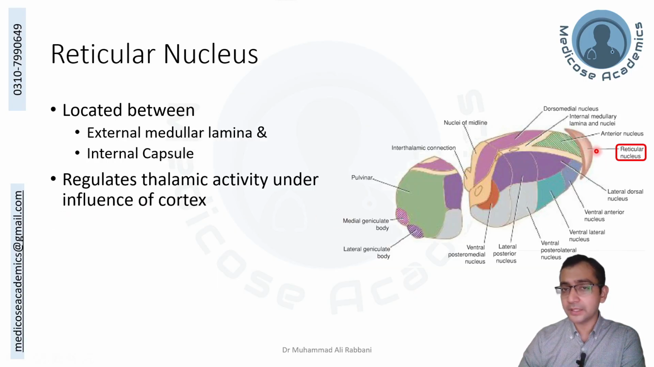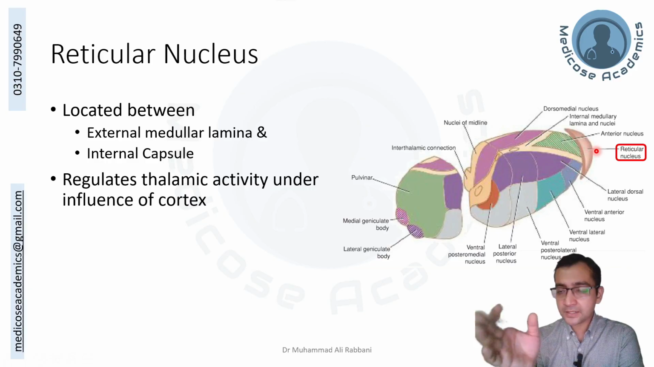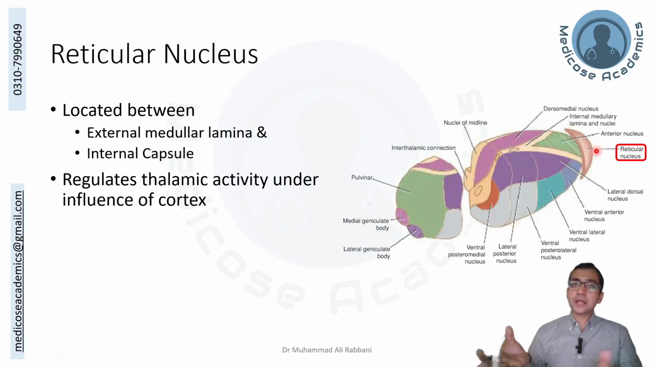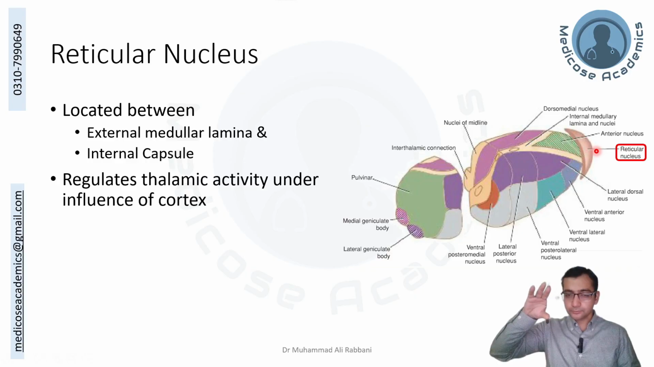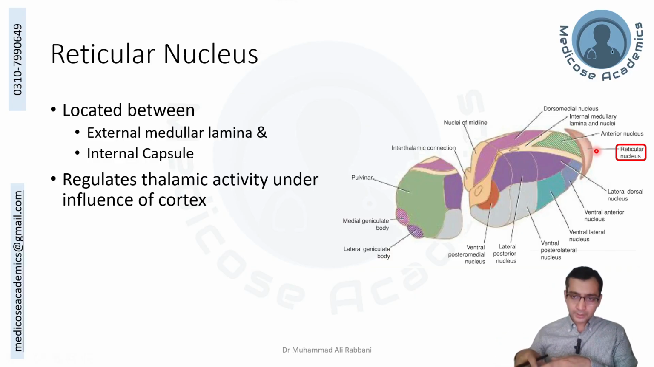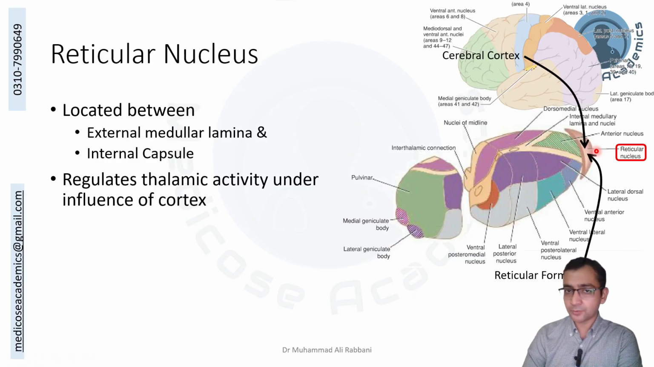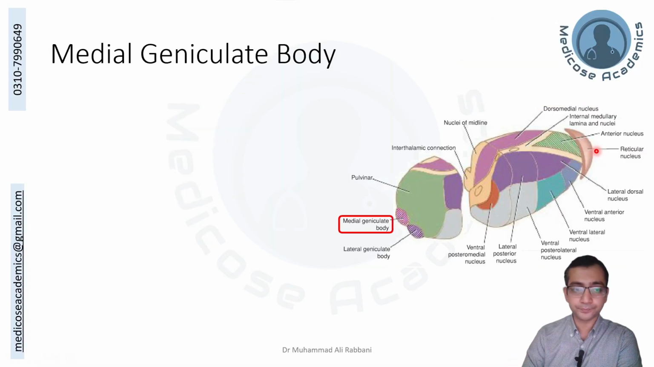Reticular nucleus, the one that is present outside, lateral to the external medullary lamina and medial to the internal capsule, and its function is opposite of that of the intralaminar nuclei. Intralaminar was waking up the brain in response to the signals going from the thalamus, and this is the one that is receiving majorly from the cerebral cortex and influencing the thalamus. So this is getting major signal from cerebral cortex, different areas, reticular formation, and spreading its signal to the different nuclei of thalamus and keeping it functional.